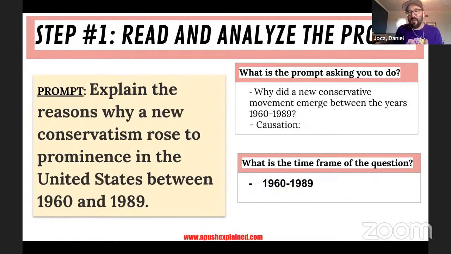So you don't want to get into Eisenhower and the Interstate Highway Act. You don't want to get into Truman. You don't want to get into the New Deal in any great detail. You want to stay within the confines of this question.